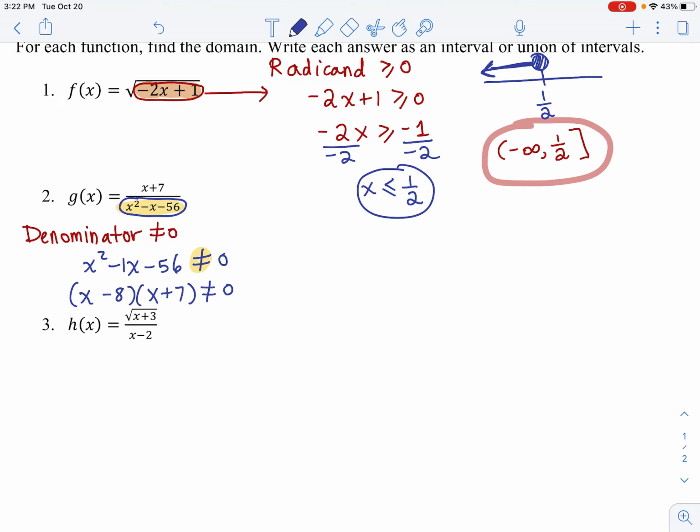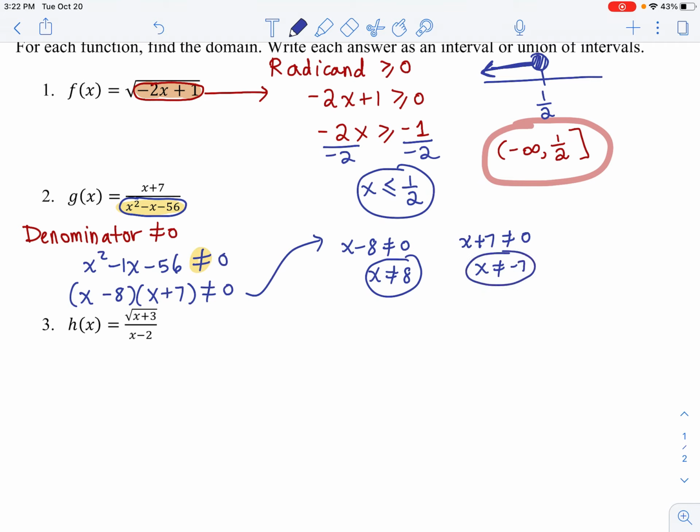And if you add those two numbers, negative 8 plus positive 7 is negative 1. So that's how you factor. Now, if you solve these two, you're going to get x minus 8 cannot be equal to 0, or x plus 7 cannot be equal to 0. The first excluded value is x can't be equal to 8. And the other one, x can't be equal to negative 7.